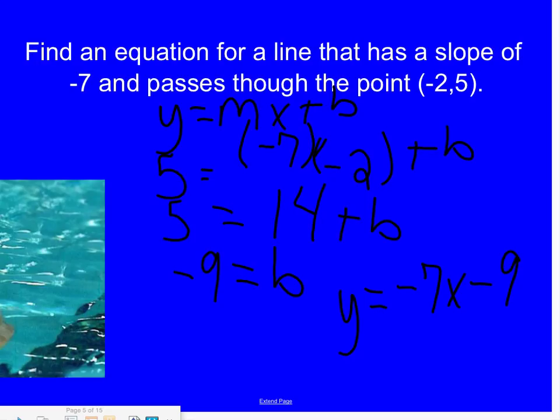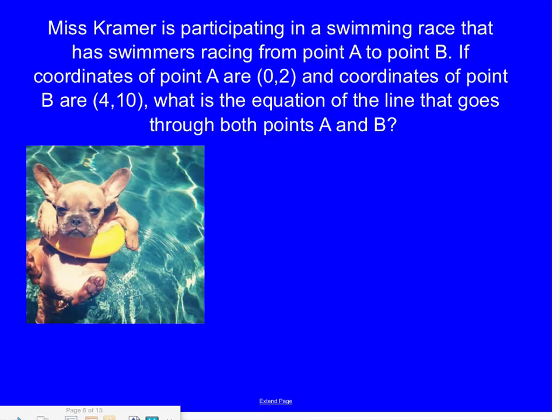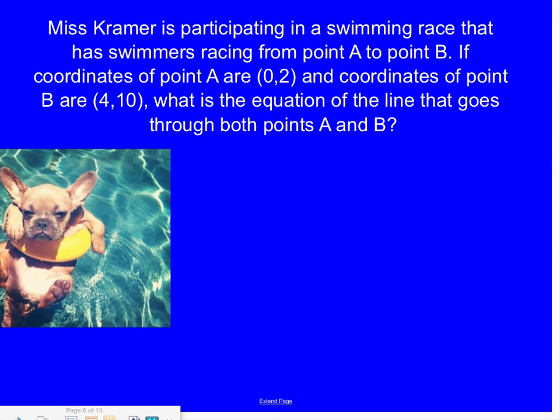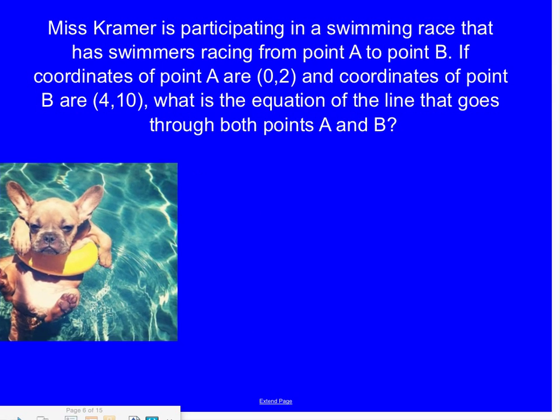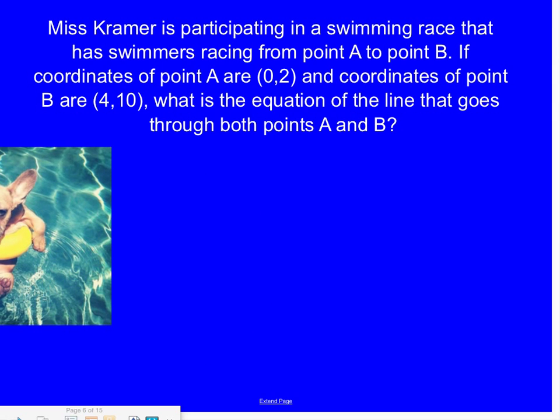So those two examples are equations where you're given one point and the slope, and you're asked to find what the equation is. So next we're going to practice finding the equation given 2 points. So for this one, I'm going to move that to the side.